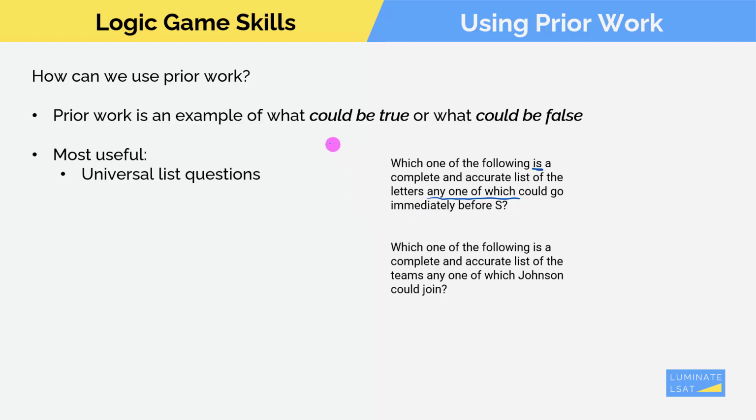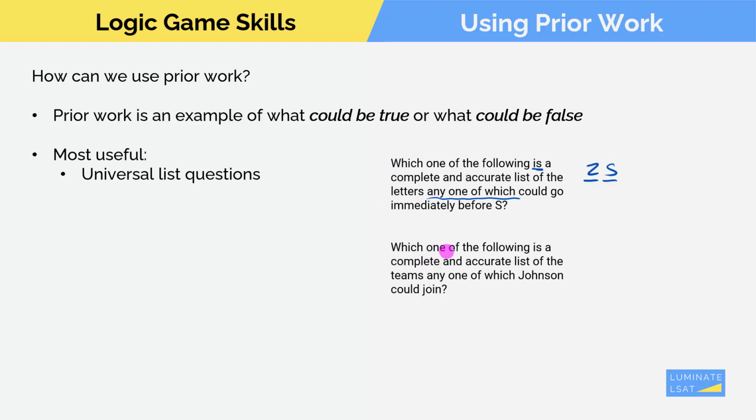Now, prior work is especially helpful for this kind of question because if you have any example of an order where something is going before S, let's say you see something and it has Z going immediately before S like this, well, now you know that the correct answer has to have the letter Z, and you can get rid of any answer that doesn't have Z.